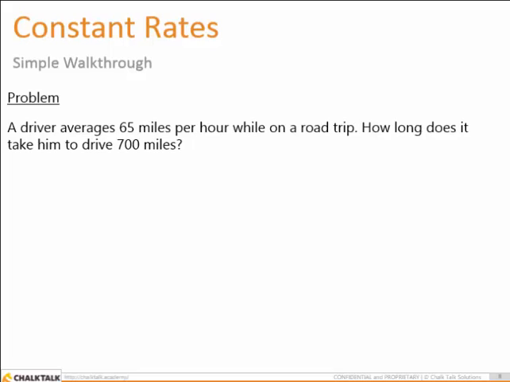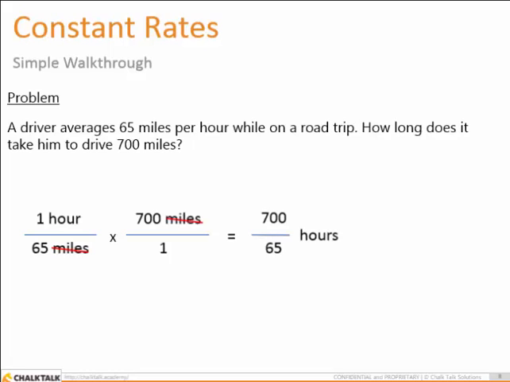To do that, we write our given rate, 65 miles per hour, as 1 hour per 65 miles, and we multiply it by 700 miles over 1 to make it easier to visualize. Miles cancel out, and we're left with 700 divided by 65 hours, or about 10.8 hours.